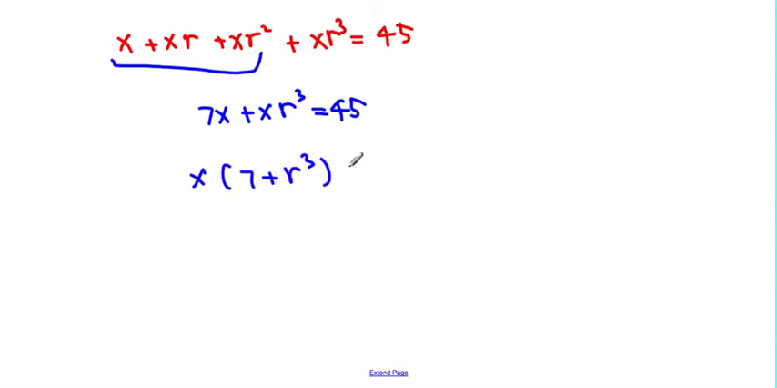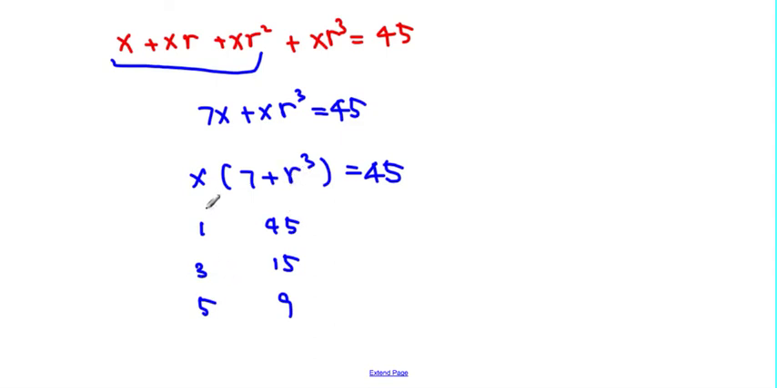Given that all these things are integers, we can break down 45 into pairs of factors. It can be 1 and 45, 3 and 15, and 5 and 9. Now, what if x were equal to 1? Then the other factor has to be 45. Given that this one is already 7, that means r cubed has to be 38, which is not possible for r to be an integer.